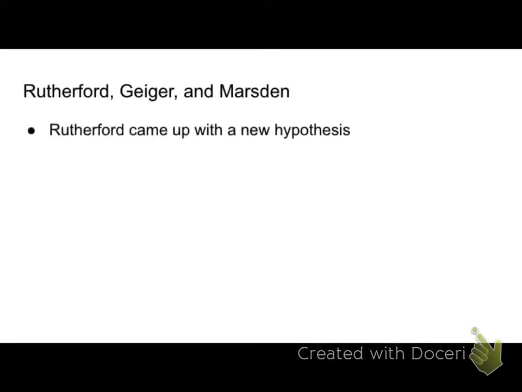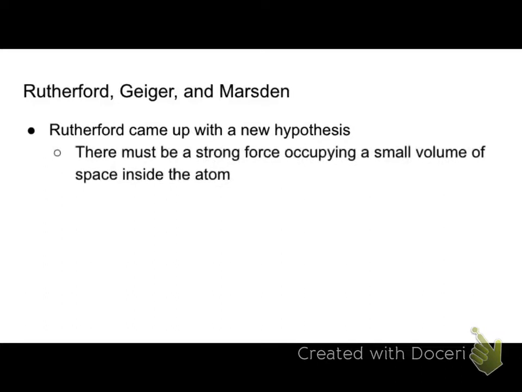So, they came up with a new hypothesis. They said there must be a strong force that is occupying a very small volume of space inside this atom. Remember, only 1 in 8,000 alpha particles was reflected. So this wasn't happening every time. They knew that if it was only happening very rarely, then whatever this force was that was sending these particles back had to be occupying a very small amount of space. Otherwise, they would hit it more often, right? Larger target, you'll hit it more often. Tiny target, 1 in 8,000 will hit it.